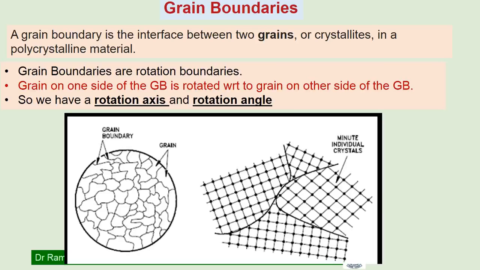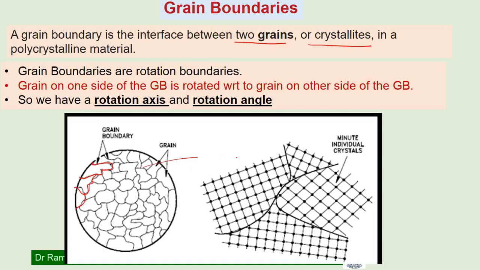So what do you understand by that? The definition says it's an interface between two grains or crystallites or crystals. As I said already, grains and crystals mean the same thing to us. So it can be the interface between two grains or crystallites in a polycrystalline material. So when you see here, these are what we call grain boundaries, because this is a polycrystalline material. And what is happening here?